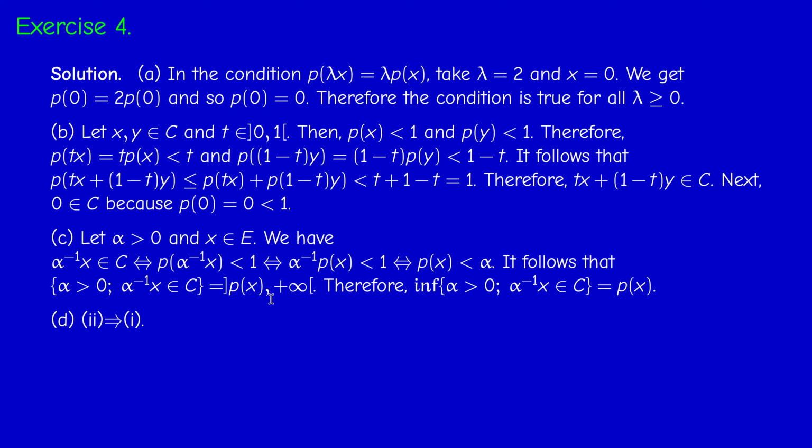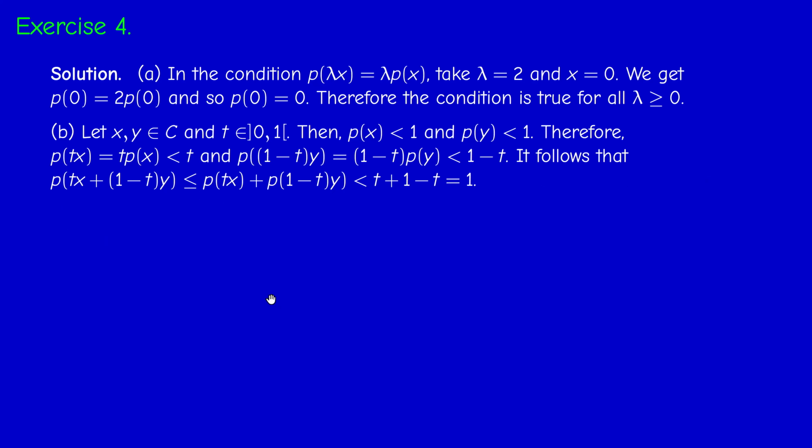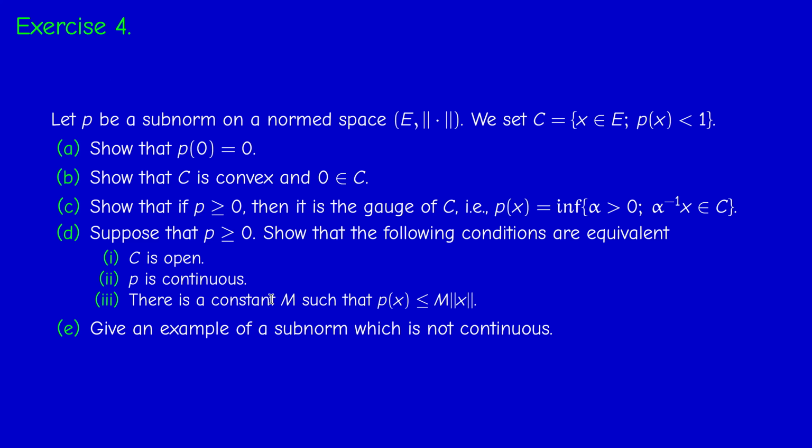Now, D, we have to prove the equivalence between three conditions. C is open, P is continuous, and P is bounded from above by a constant times the norm of X.